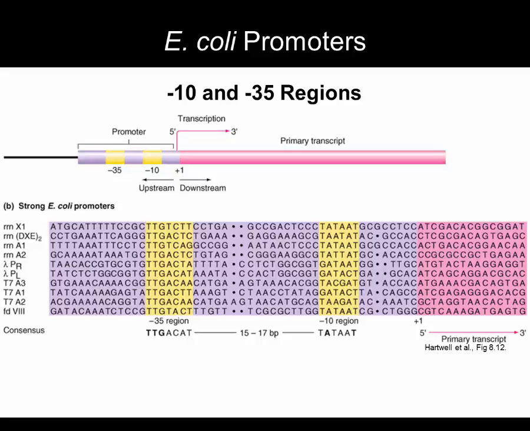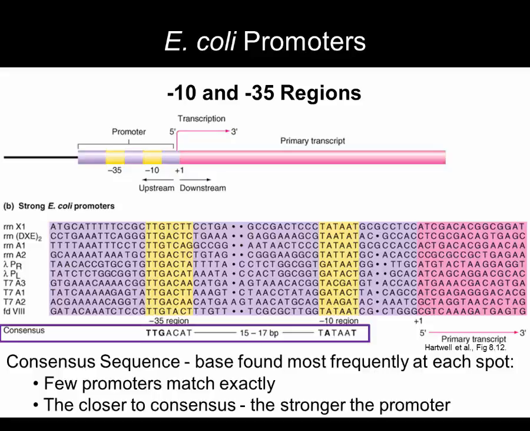10 different bacterial promoters are shown here. Note that the -10 and -35 regions are similar but not identical. If you take the most common base at each position, you get what is called the consensus sequence. In general, the closer a given promoter sequence is to the consensus sequence, the better it will bind with the sigma factor. Better binding leads to increased transcription of the genes that follow, so these are called strong promoters.